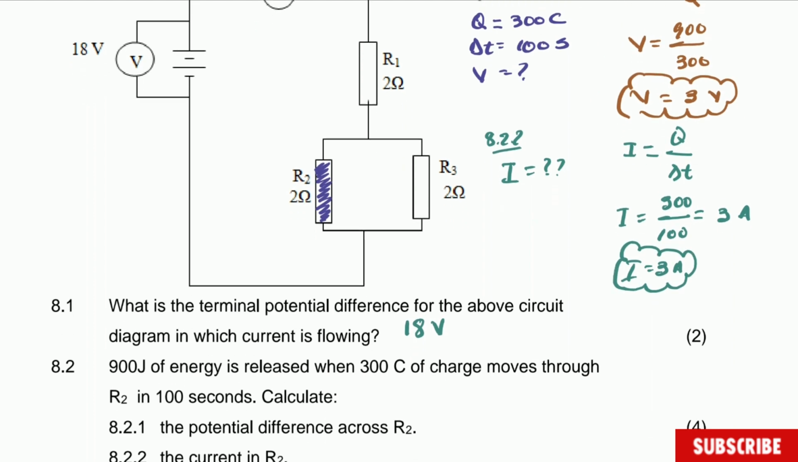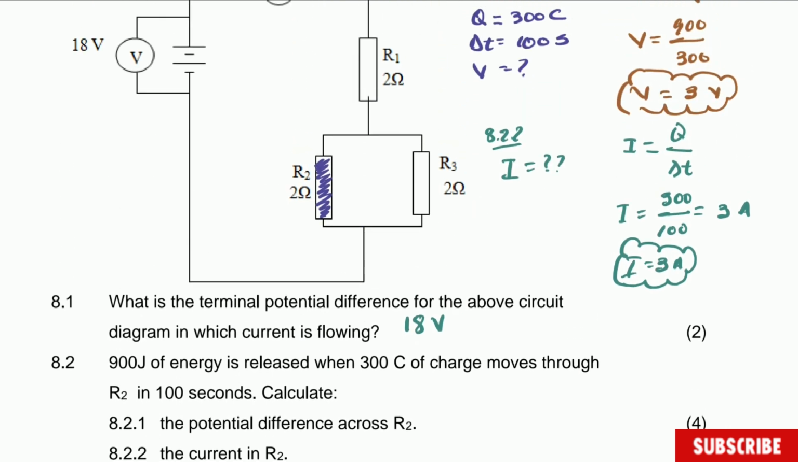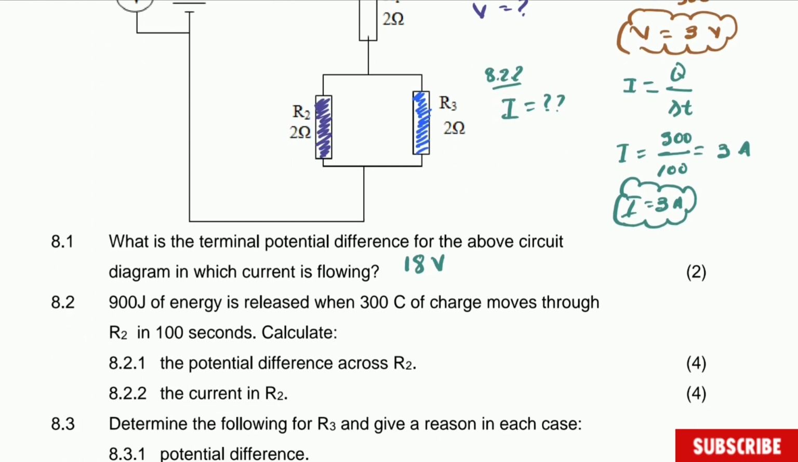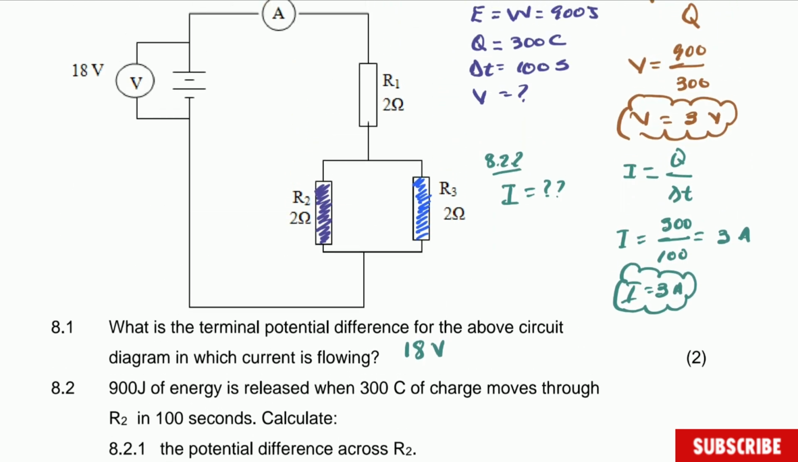That is question 8.2.2. Now, if we go to question 8.3, determine the following for R3 and give a reason in each case. Now, for R3, we are talking about this resistor here. This one is R3. First they're asking you for the potential difference. Now, these two resistors, R2 and R3, are connected in parallel. The current here is coming and splitting in two parts. It's going there and there. That is why these connections are in parallel, and at the end it comes all the way together again. So those two connections are in parallel.